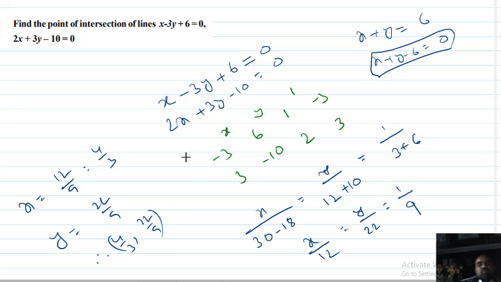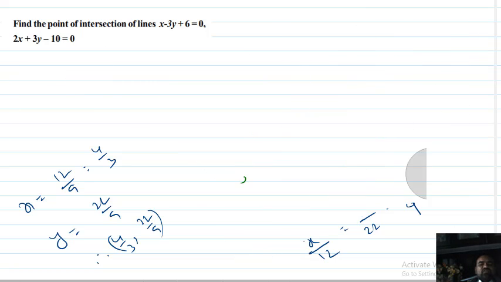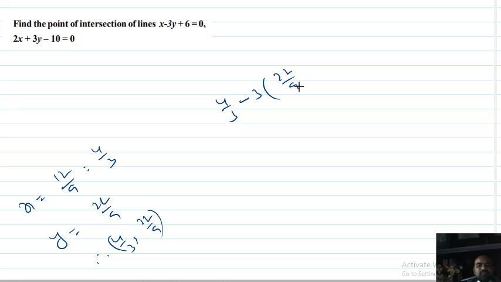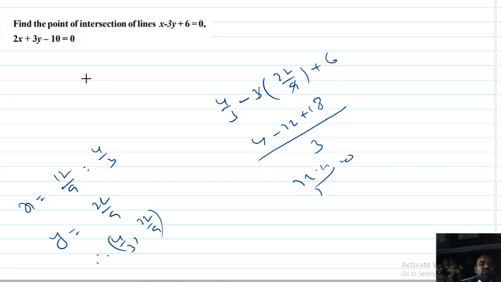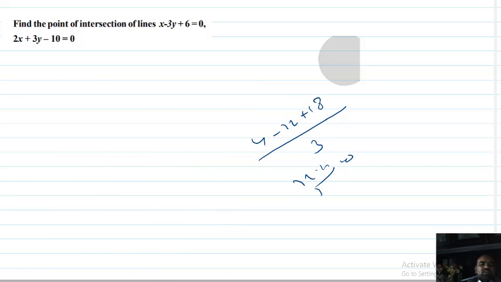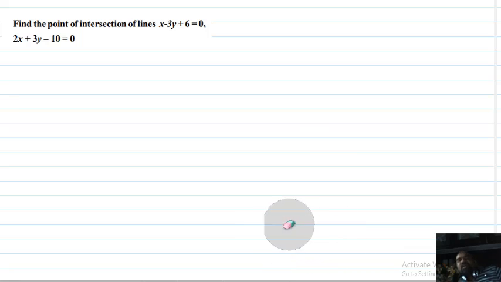This is the solution for both the equations. You can verify, and after finding the solution we need to verify. Take any one of the equations, the first equation: x means 4 by 3 minus 3 into y means 22 by 9 plus 6. We must get 0, then our answer is correct. Taking the LCM, 4 minus 22 plus 18, which is 22 minus 22 by 3, that is 0 only. That's why what we got is correct. So 4 by 3 comma 22 by 9 is the intersecting point of those two lines. Okay students, next concept.